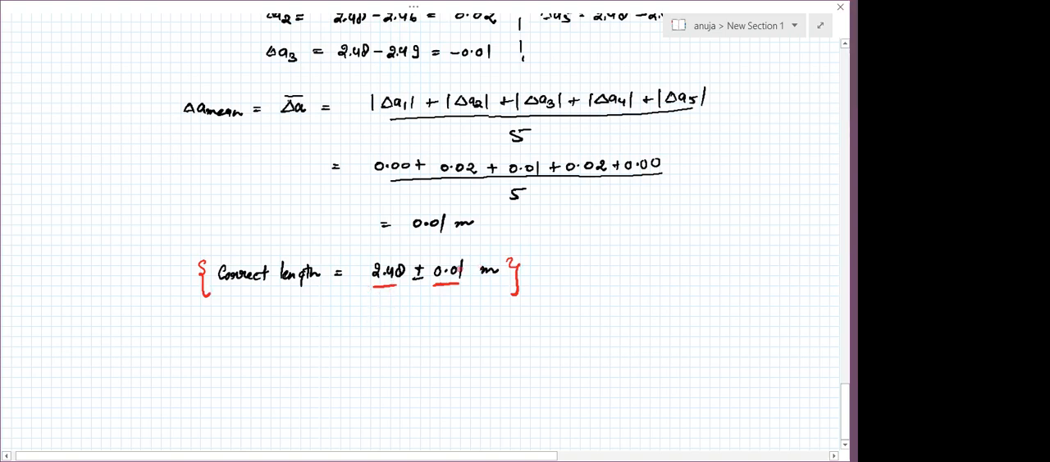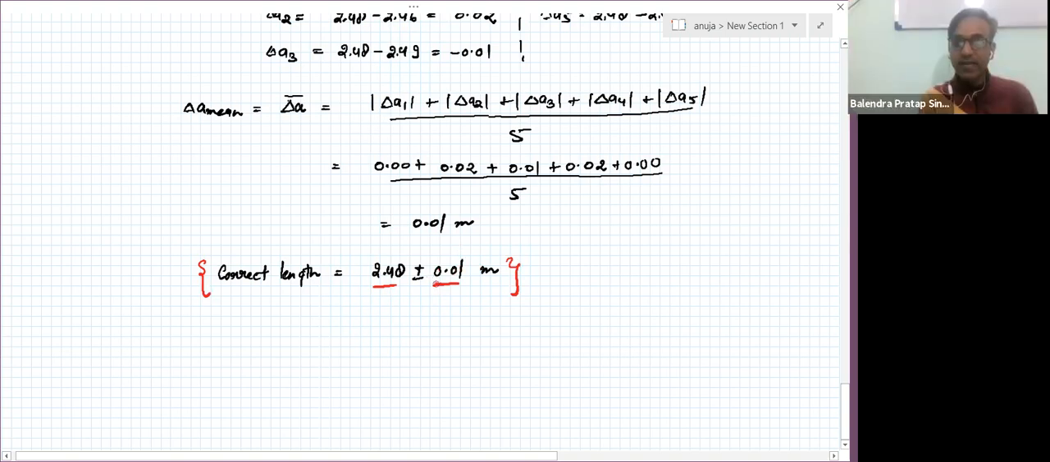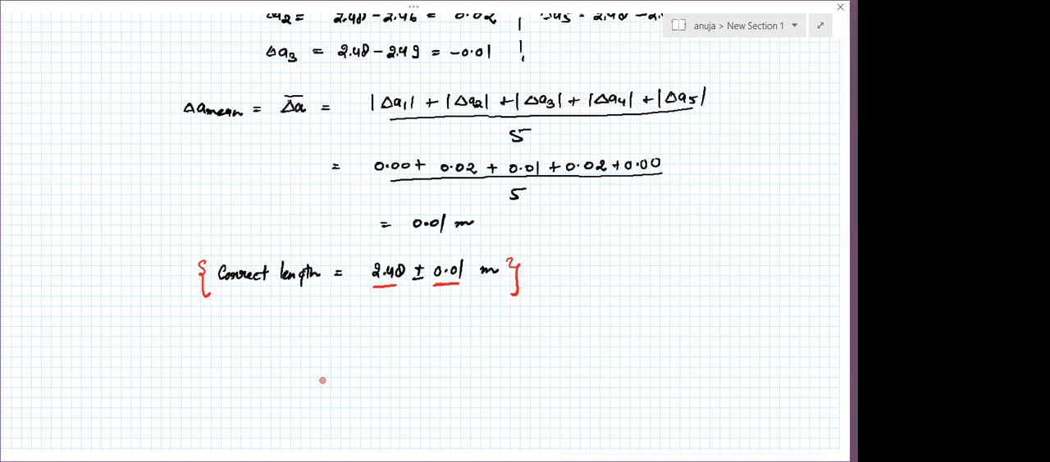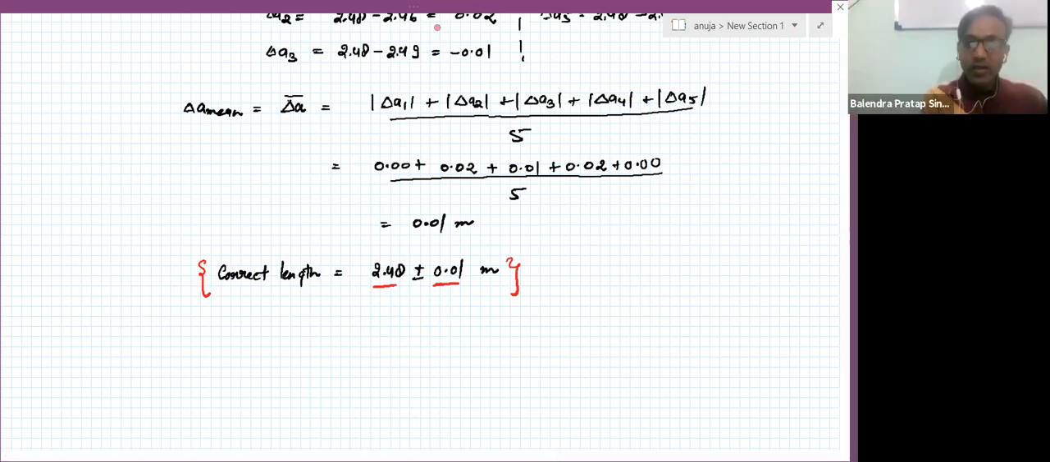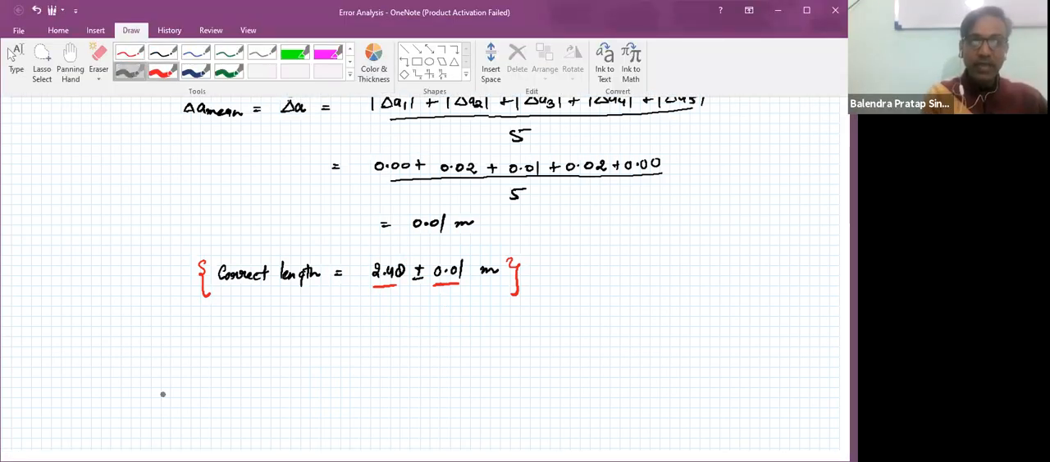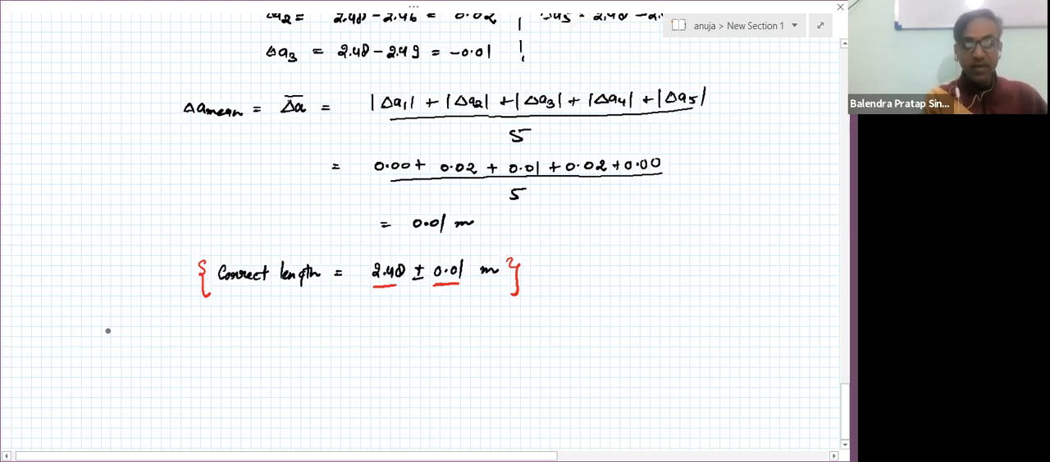Basically this is uncertainty. This part is certain, and this part is uncertain. If you take a measurement, then it increases or decreases by this value. This is the correct length, but if you are taking some observation or measurement, there is a chance this value will decrease or increase by 0.01. Is it clear? Yes, sir, clear. So let's go to the next part of this problem, the third, which is relative error.